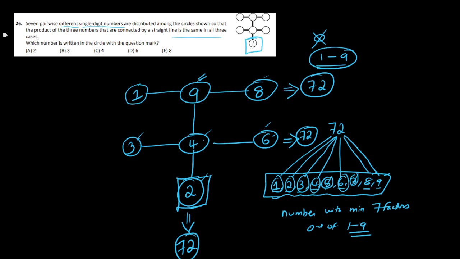So what is the number that you can populate here to get the same product on the straight lines, both row-wise and column-wise? So the answer is 2.